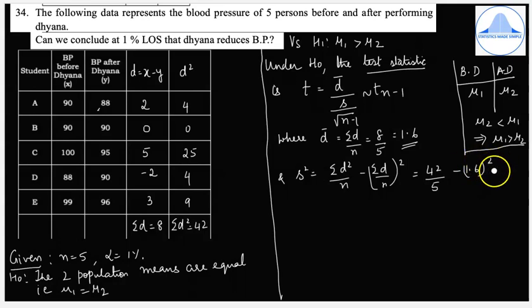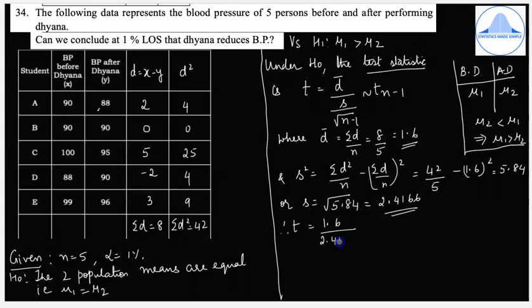So on simplification, we will get 5.84, or S is equal to root of 5.84, which is equal to 2.4166. So therefore, T is equal to 1.6 divided by 2.4166 divided by root of 5 minus 1. So simplifying, we'll get 1.3242. Now this is a right-tailed alternative.